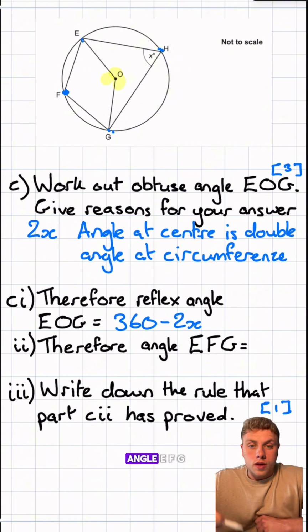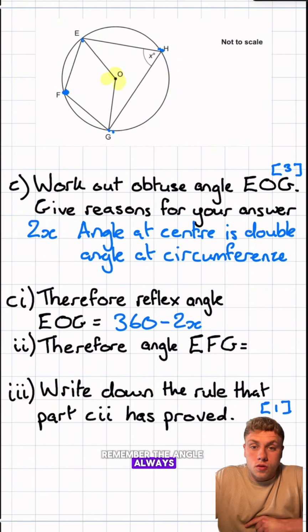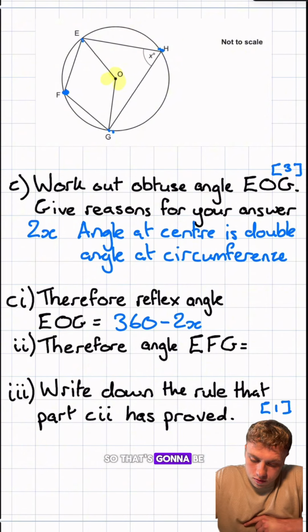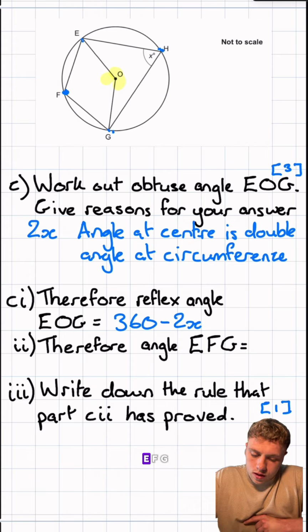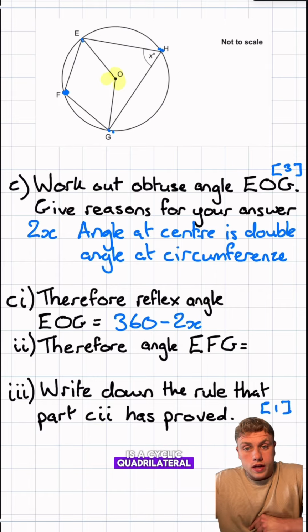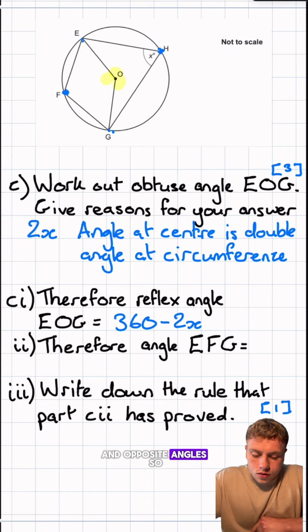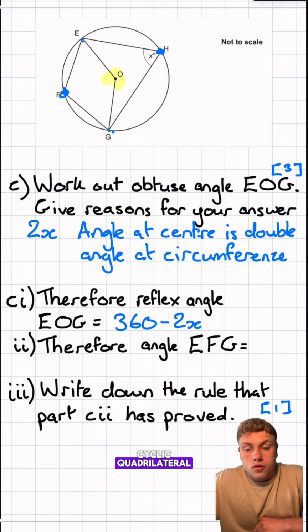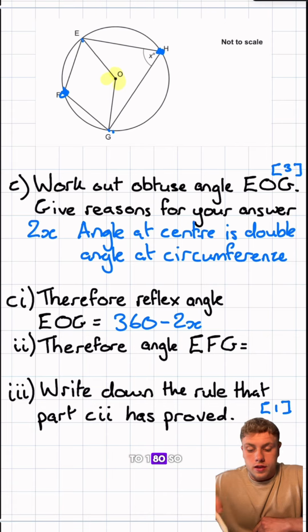If I look at angle EFG, remember the angle always sits on the middle letter, so that's going to be the angle here. Well, EFG, you should see that I've got a 4-sided shape here inside a triangle. That is a cyclic quadrilateral. And opposite angles, so this and this one here, opposite angles in a cyclic quadrilateral have to add up to 180. So if this one is x, this one must be whatever 180 take away x is.